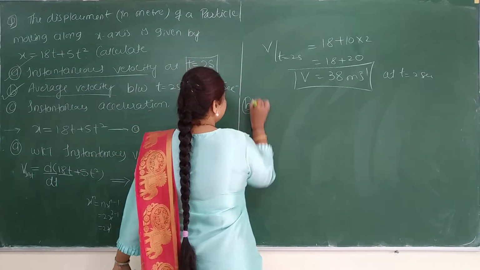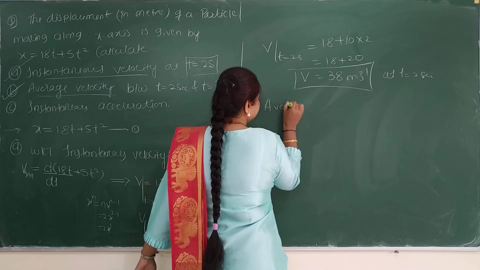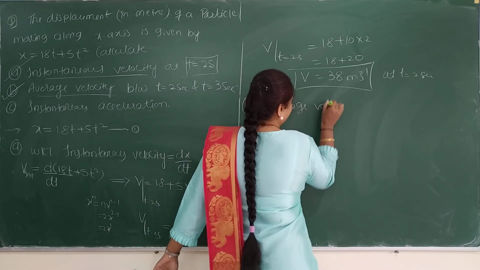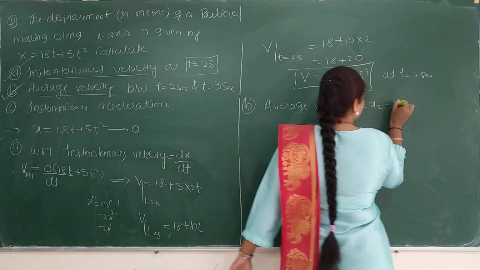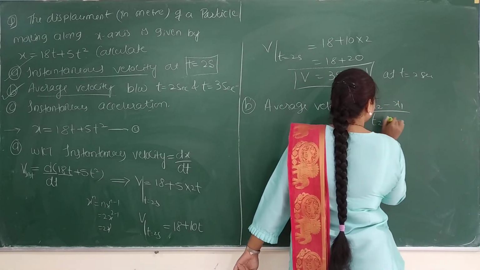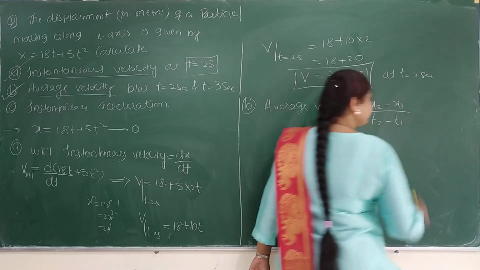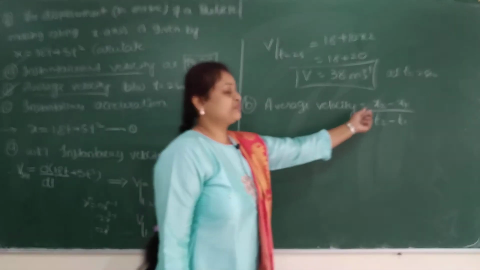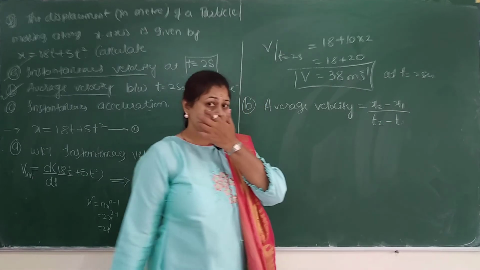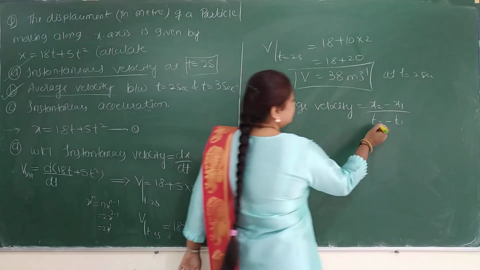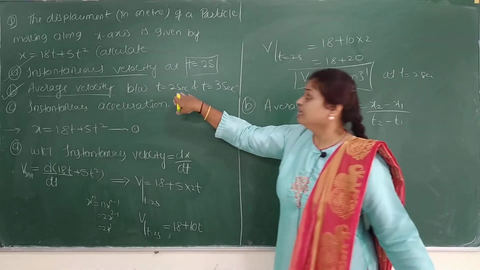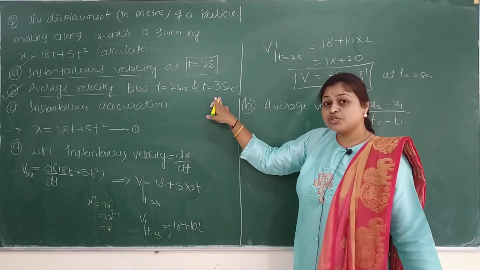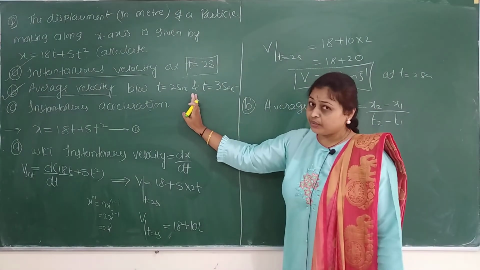What is the formula to calculate average velocity? Average velocity is equal to x2 minus x1 divided by t2 minus t1. What is average velocity? Change in displacement by change in time. Then you know t2 and t1 because they are mentioned. Average velocity between t equals 2 second and t equals 3 second. In between 2 and 3 you have to calculate.